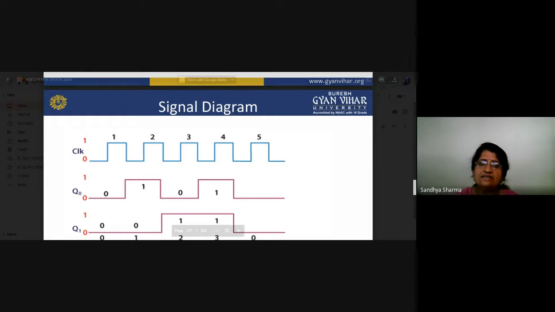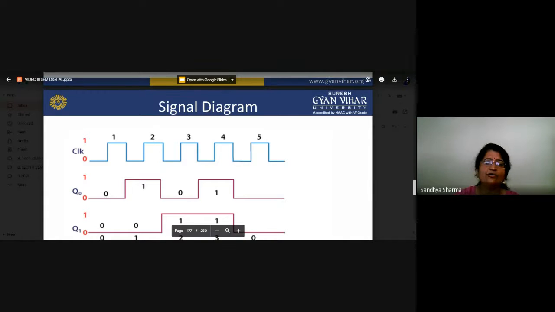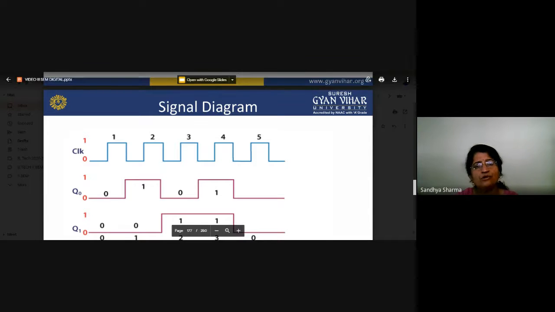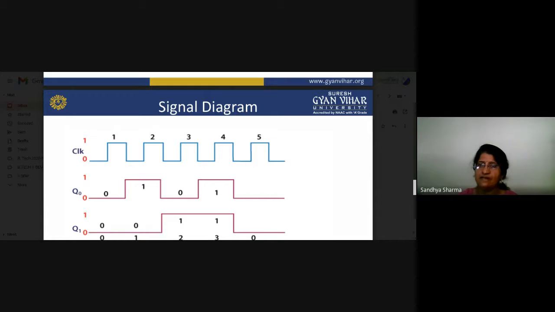Initially, your counter may be positive edge triggering or negative edge triggering. Suppose we have designed this counter to be negative edge triggering. When the first clock pulse's negative edge occurs, negative edge triggering means the clock pulse moves from 1 to 0. That falling stage is called negative edge triggering.